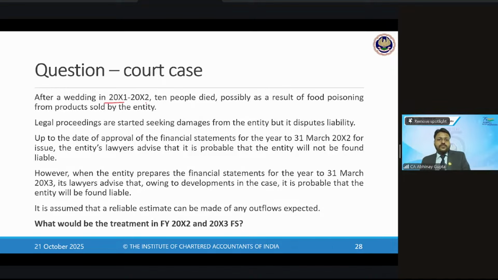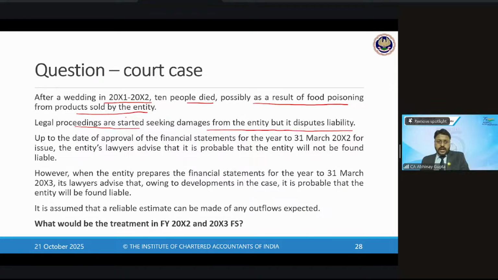After a wedding in 2001-2002, 10 people died, possibly as a result of food poisoning from the product sold by the entity. Legal proceedings are started seeking damages from the entity, but it disputes the liability. So, suppose the company was a wedding planner and organizer, into the business of arranging decoration, food and banquets. It arranged the food for the public at large who attended the wedding.